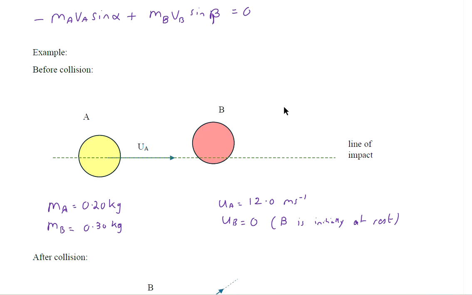Let's have a look at an example. We're going to solve this example using two methods. First, by resolving, and second, by drawing a vector triangle for conservation of momentum.